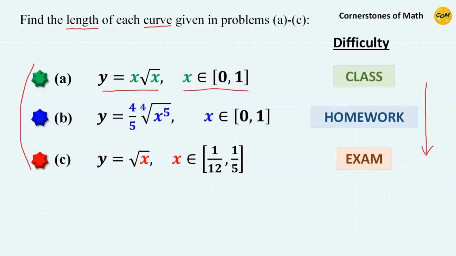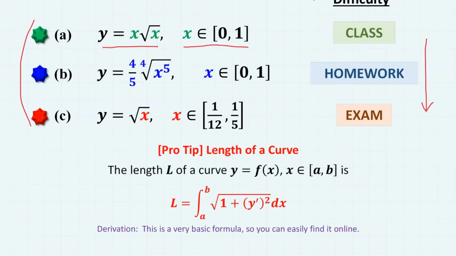So let's get started. The formula for the length of the curve is very famous. The length L of a curve defined by the equation y equals f(x), where x is from a to b, is the integral of the square root of 1 plus the derivative y prime squared, where x is from a to b. So let's apply this formula to our three given problems.